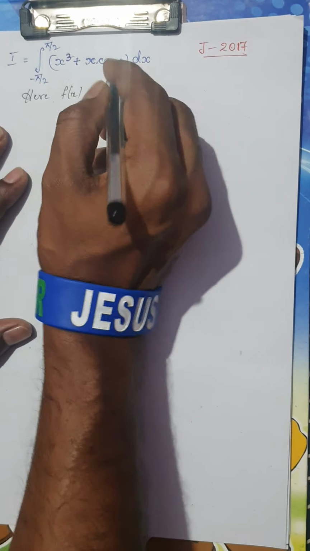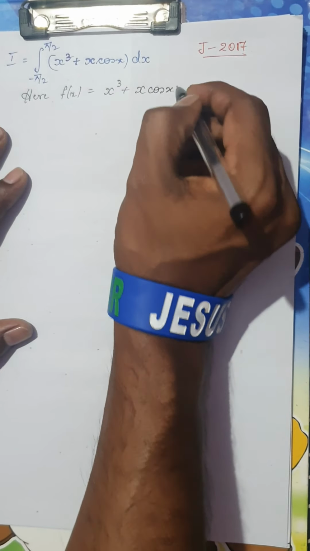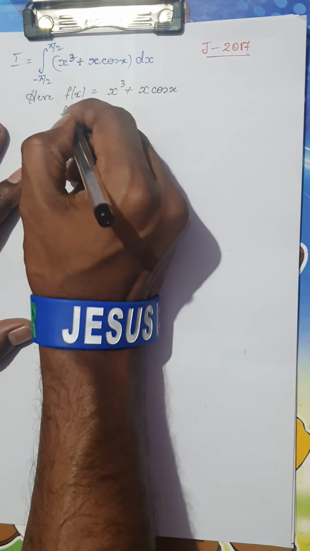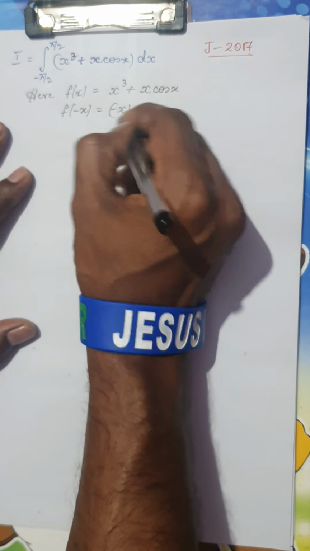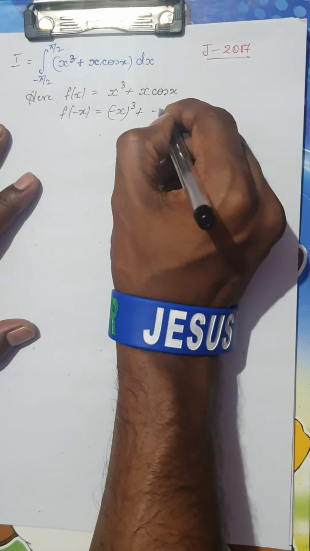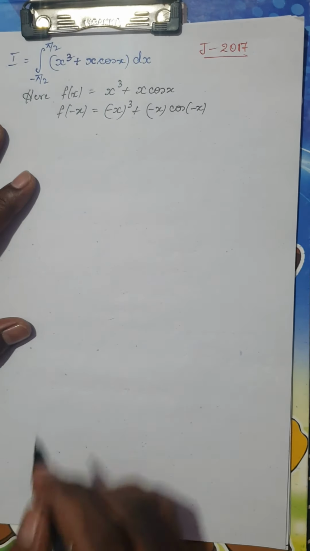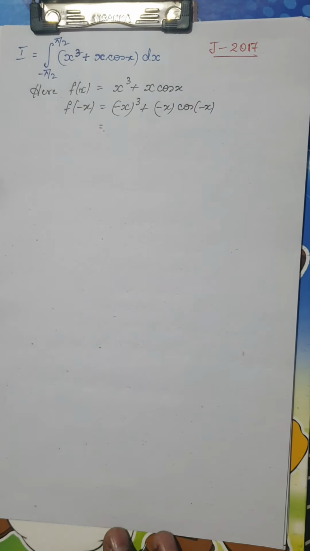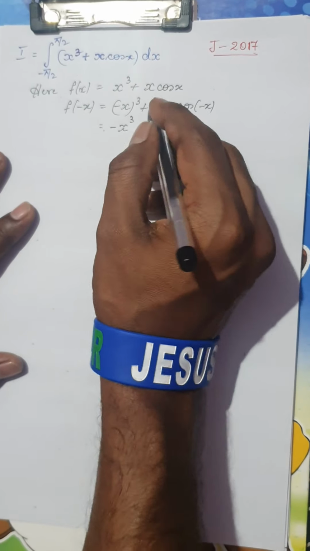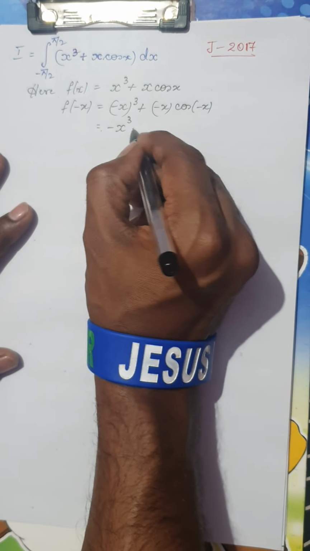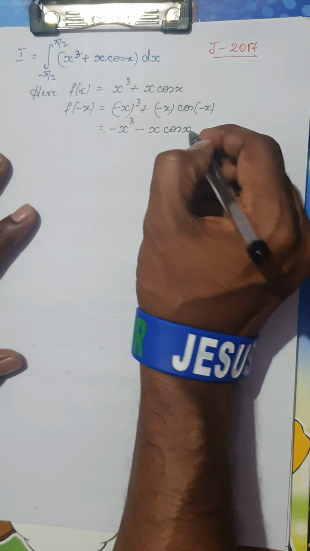Here f of x is nothing but x cube plus x cos x. Now let us check what is f of minus x. F of minus x is nothing but replace x by minus x. So minus x cube plus minus x into cos of minus x. Now what is minus of x cube? Because the power is odd, this will just remain as minus of x cube. Now plus into minus will be minus, this is simply x, and cos of minus x we all know is plus cos x.